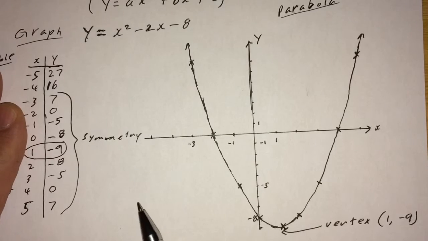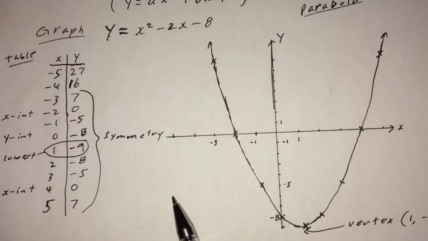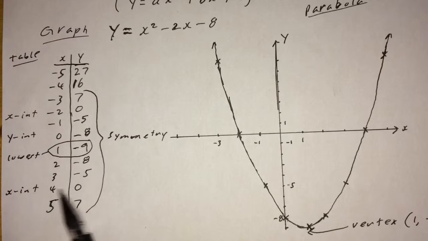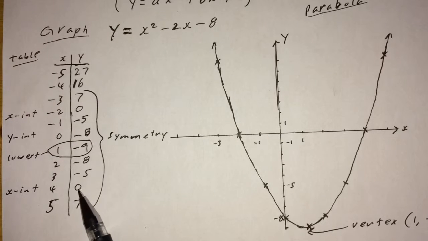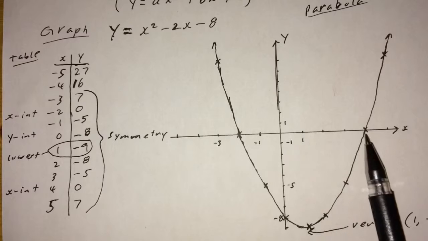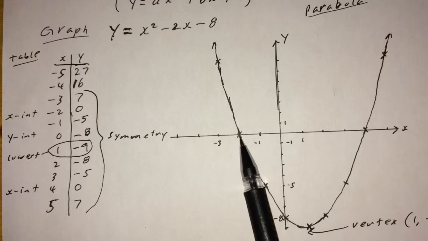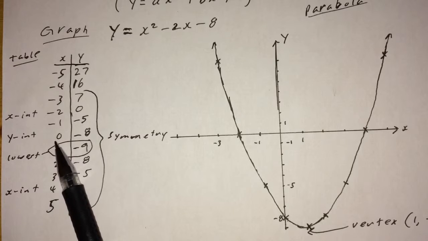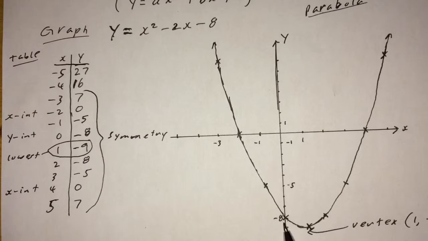Okay, so we can then add to the table of values here. The x-intercepts are right when y equals 0. Okay, so when y equals 0, we have the x-intercepts, 4 and -2. So in the graph, it's 4 and -2. And we also have the y-intercept. The y-intercept happens when x equals 0, and that is -8.